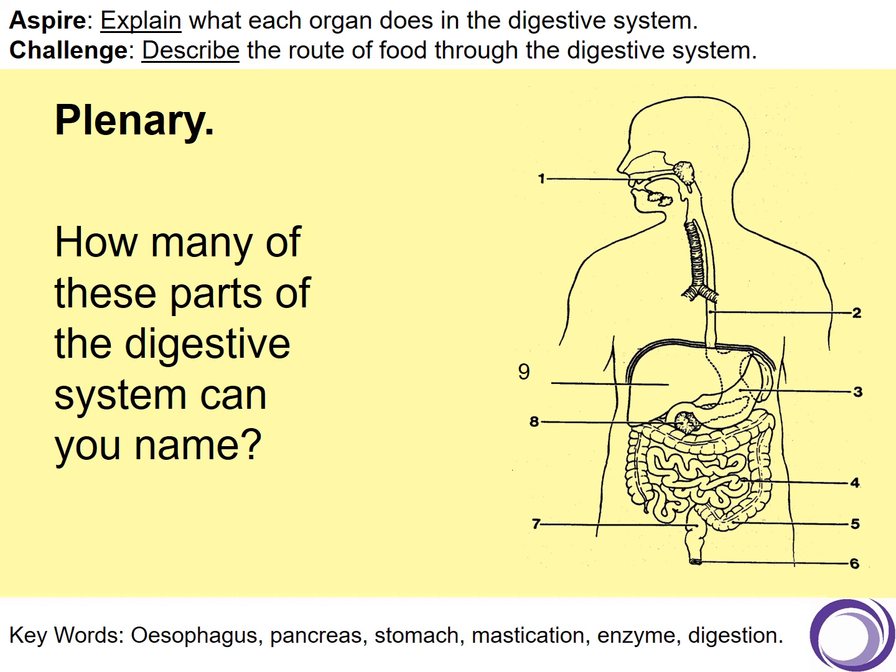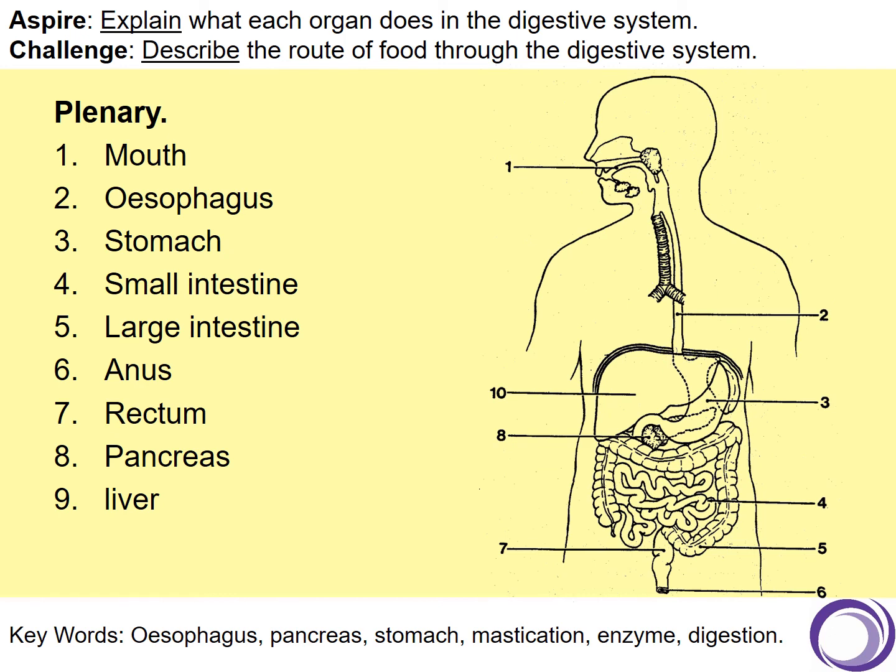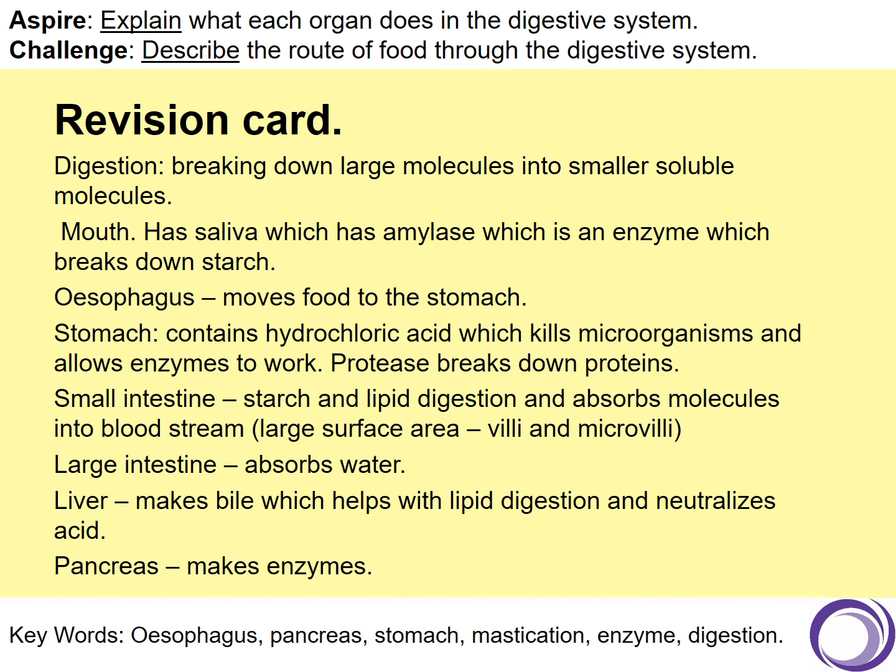Okay, let's go through these answers. So number 1 was the mouth, and it then goes into the esophagus, which was number 2. Then it goes into the stomach. Then it goes into the small intestine. Then into the large intestine. And then there are 2 parts here. There is the anus and then the rectum. The rectum's first, it stores feces or poo, and then it comes out through your anus. And then you have the pancreas, which is number 8, which is just behind the stomach, and then the liver, which is number 9.